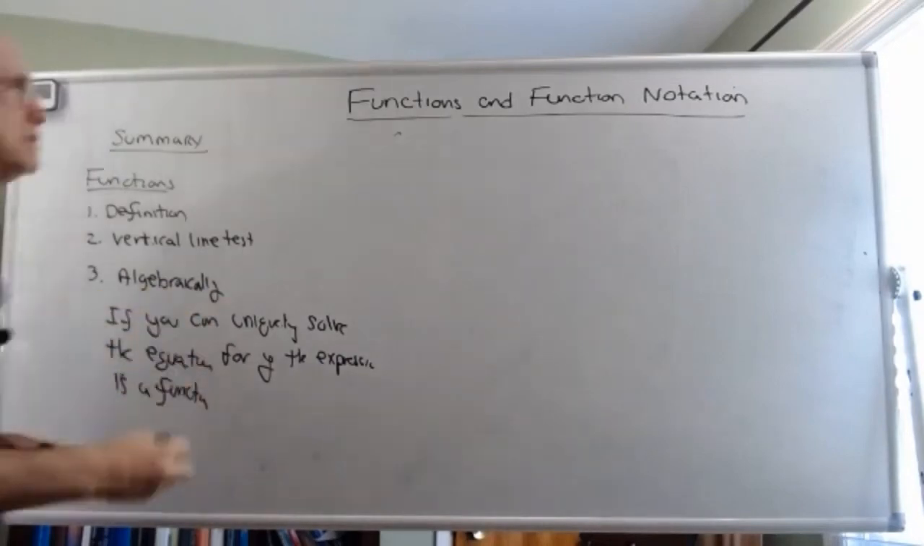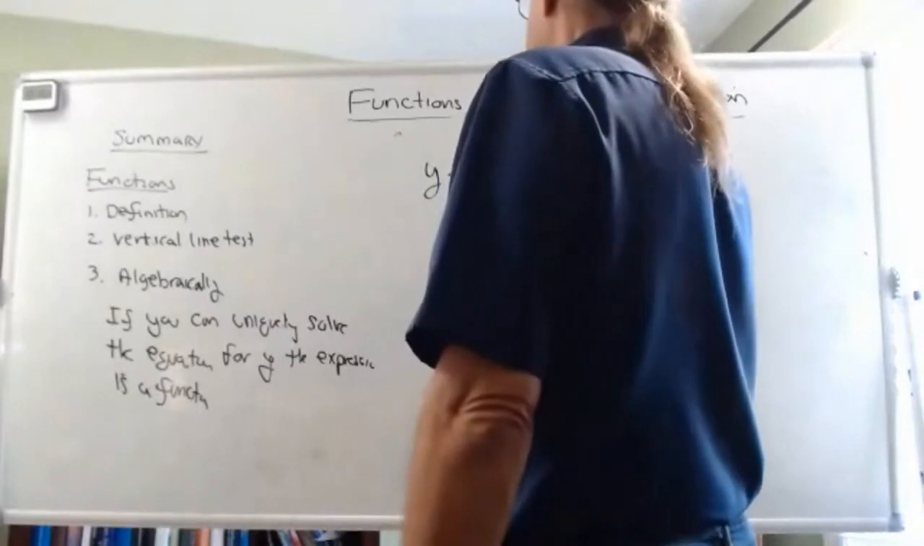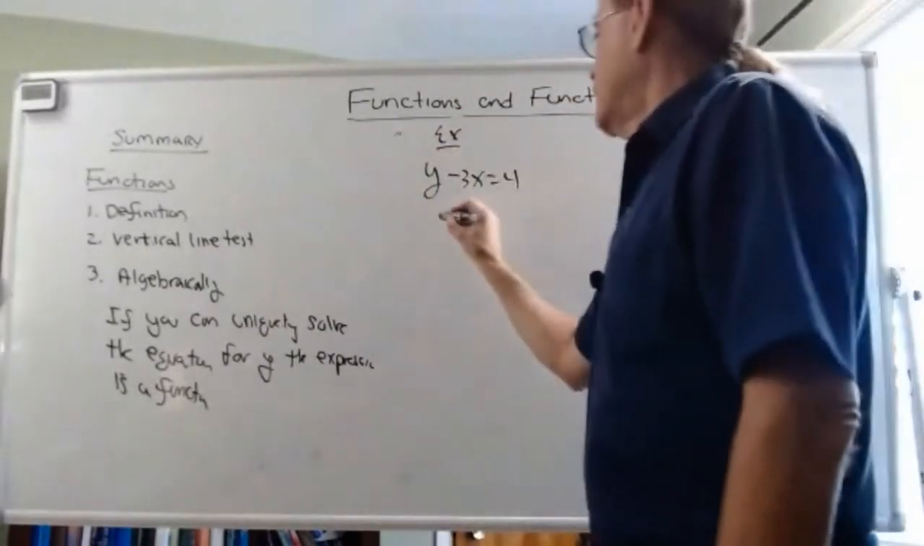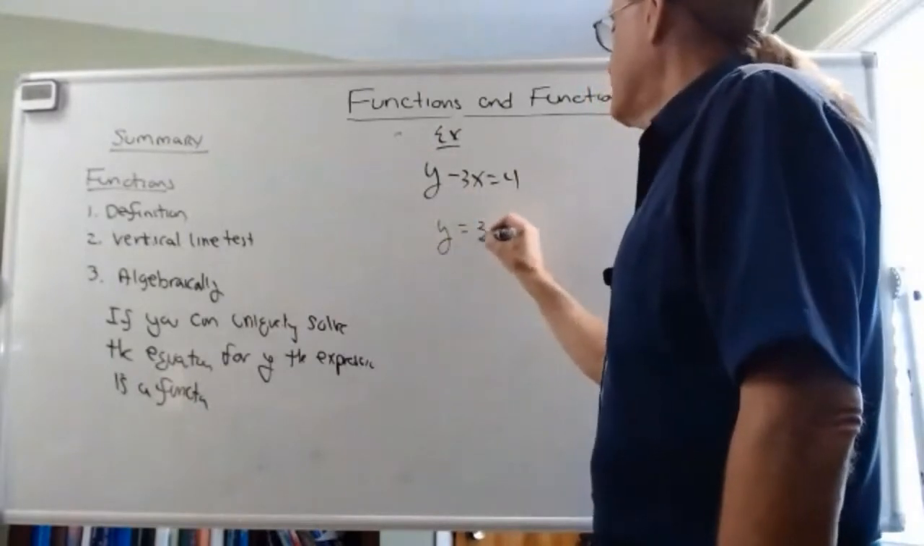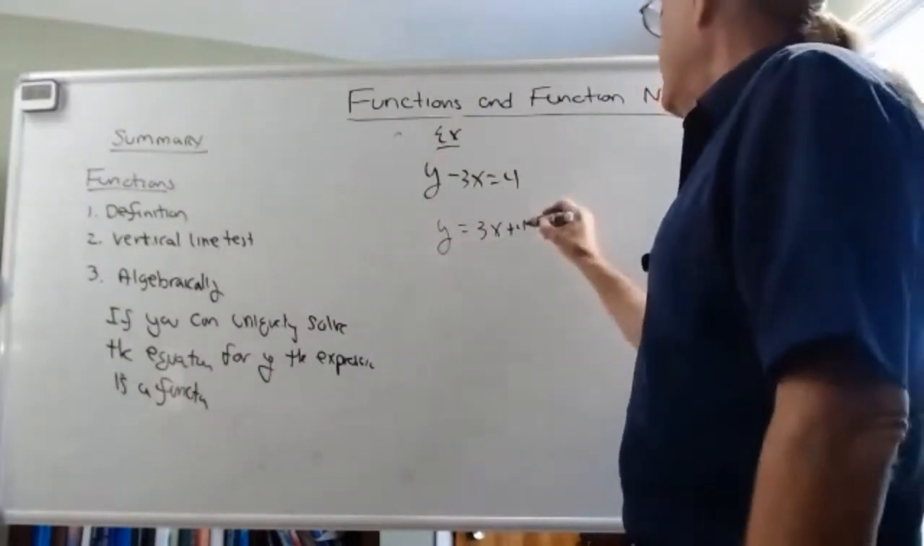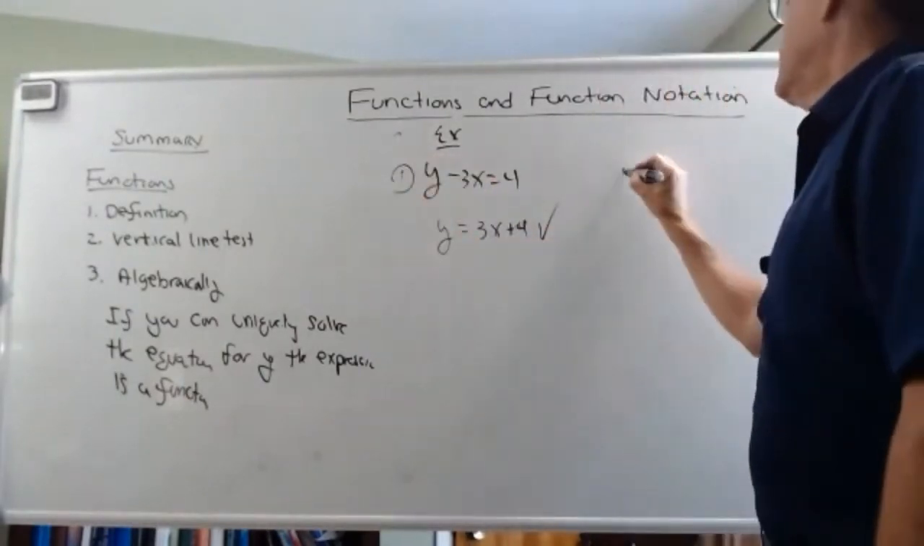Let me just end with some examples. For example, I have y minus 3x is equal to 4. Well, I can move the 3x over, and I get y is equal to 3x plus 4. I was able to solve it for y. It is a function.